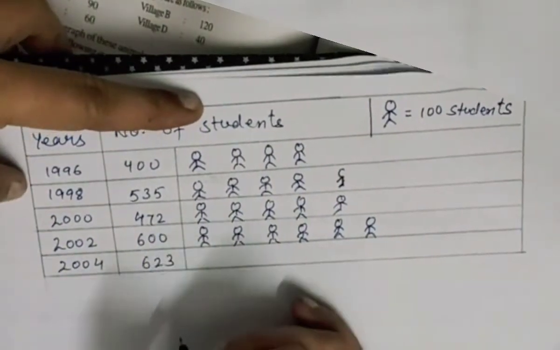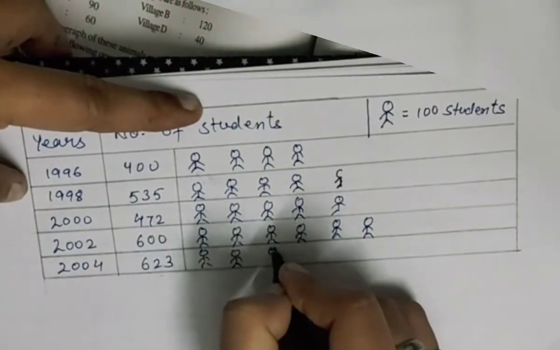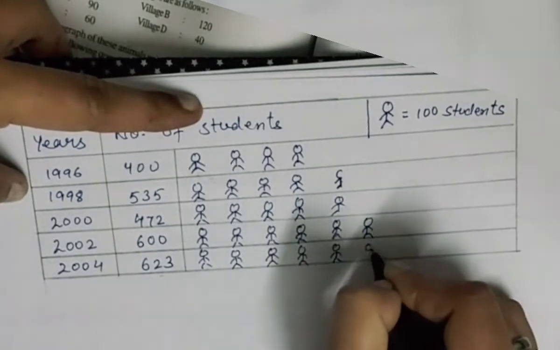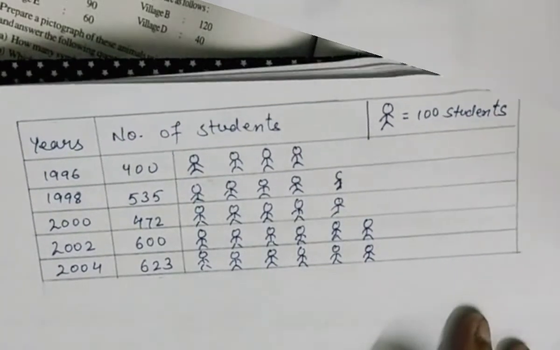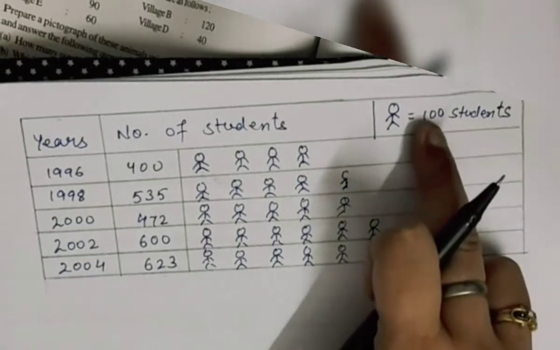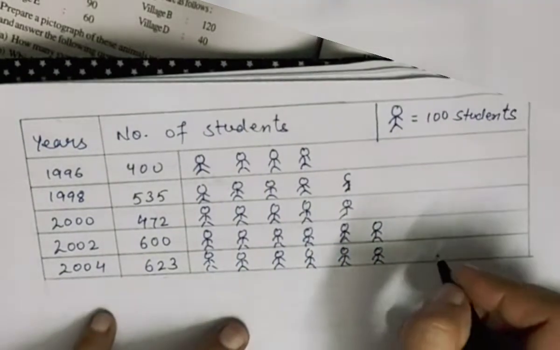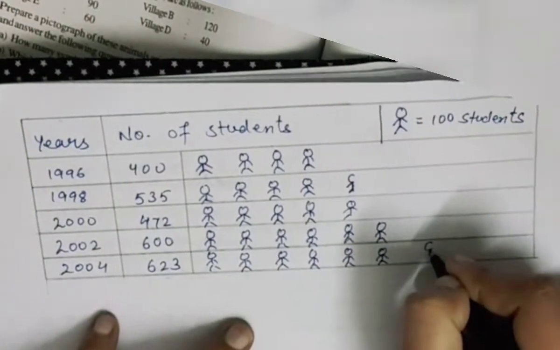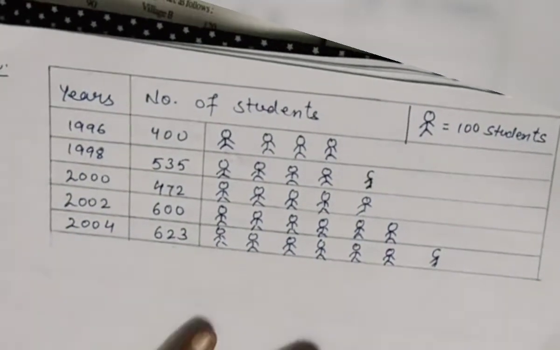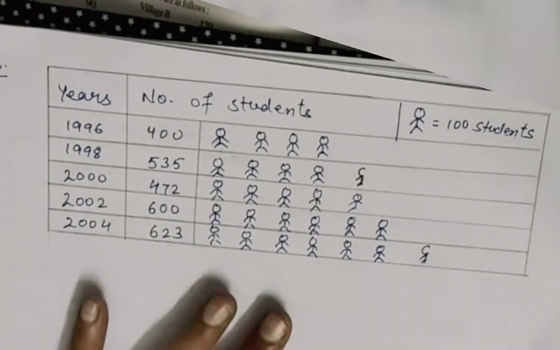Now again the next is 623. In 623 we can clearly see that we need to draw the 6 symbols first. So I have drawn the 6. Now 23. 23 is less than half of 100. Half is 50, but it is less than that. So we are drawing an approximation here. Just drawing like this. It is an approximate idea we are showing here. So in this way we have drawn the pictograph which is asked from us.